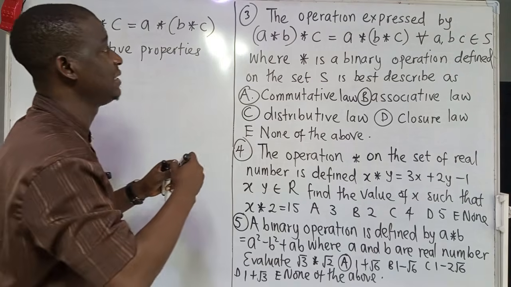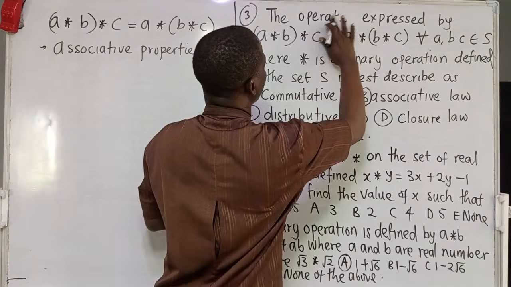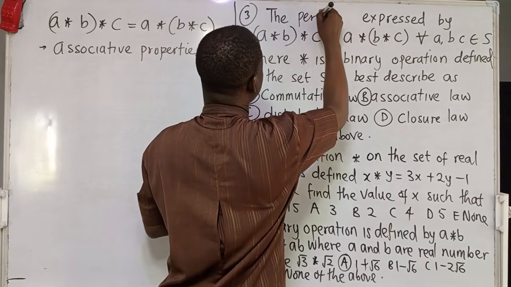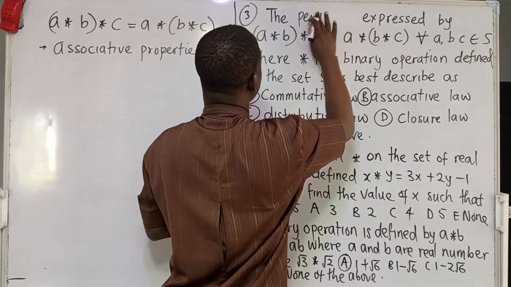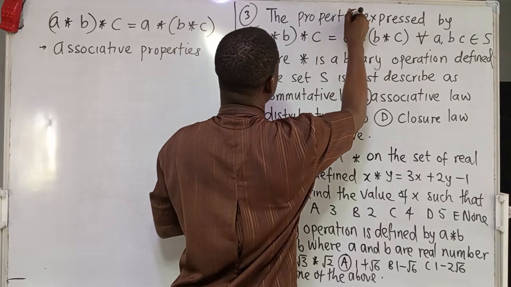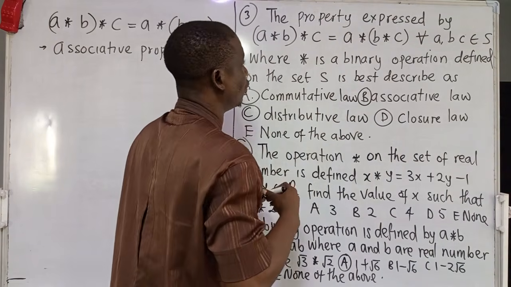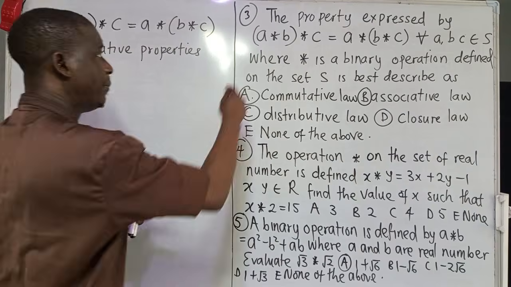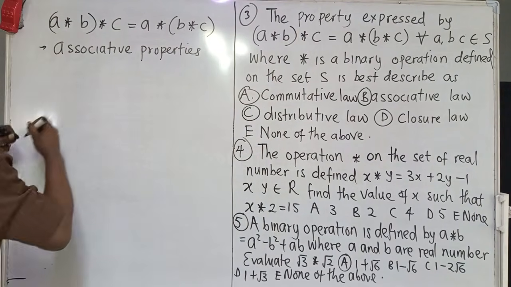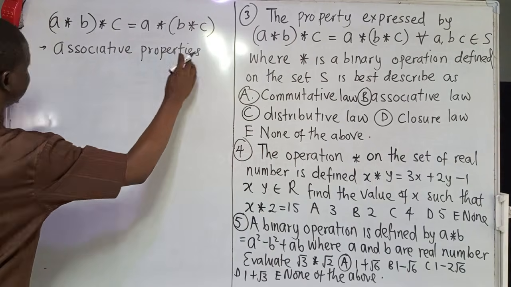In some questions they will tell you the property. They will put it like this: the property expressed by this. In some questions, let me even put it like this so that you can know what we are saying. So this is what we call an associative property.